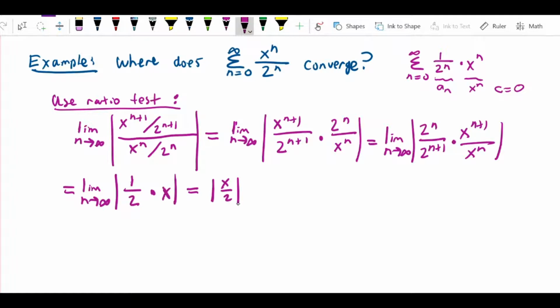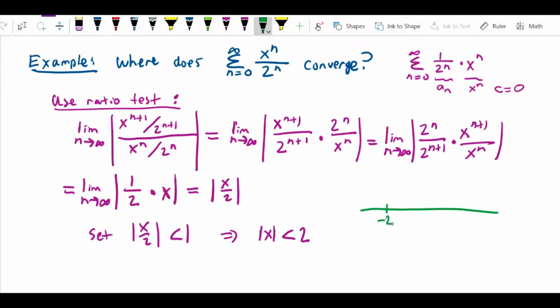Now, what that means is that the ratio test limit is x over 2. Normally what we've done is calculate a numerical limit and simply ask whether it's less than or greater than 1. In this case, what we know is that the ratio test will produce a convergent series as long as the ratio test limit is less than 1. So what I want to do is set the absolute value of x over 2 to be less than 1. That gives us absolute value of x is less than 2. So we can see that the series converges as long as the absolute value of x is less than 2. Now what does that look like?